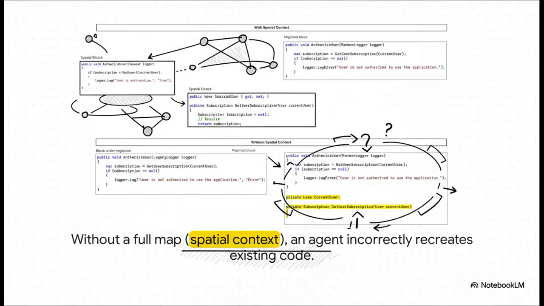And here's why that map is so incredibly important. Without seeing the full picture, the full spatial context, an agent might make some really silly mistakes. For instance, it might try to recreate code that already exists somewhere else in the codebase, which just leads to errors and bloat. With spatial context, it has that complete picture. It knows not to reinvent the wheel, preventing those kinds of errors before they even happen.